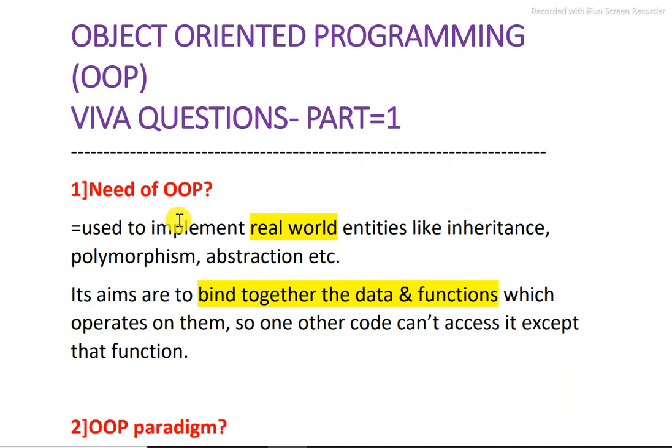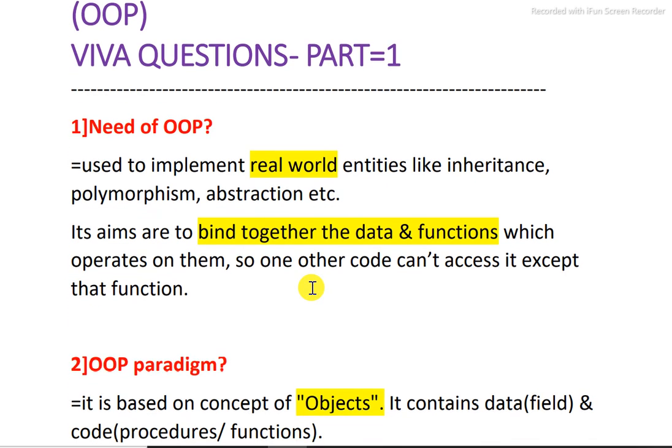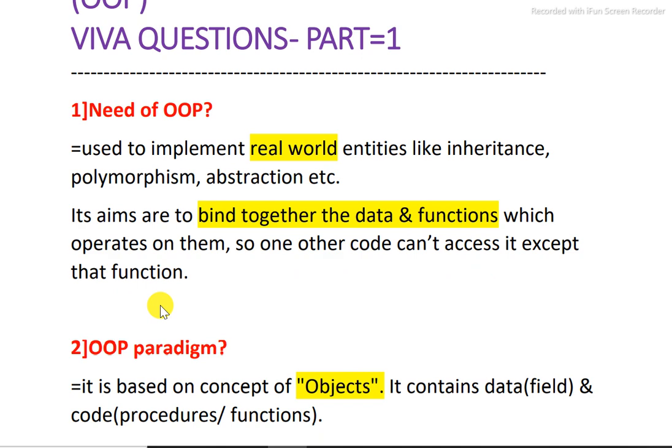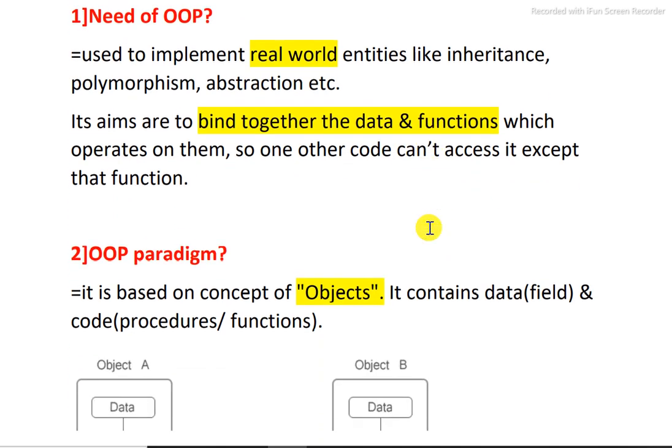Need of OOP. So why do we need OOP? Basically, we have to solve some real world problems. In that case we need OOP, used to implement real world entities like inheritance, polymorphism, abstraction, etc. It aims to bind together the data and the functions which operate on them, so other code cannot access it except that function. So it mainly binds the data and function together.